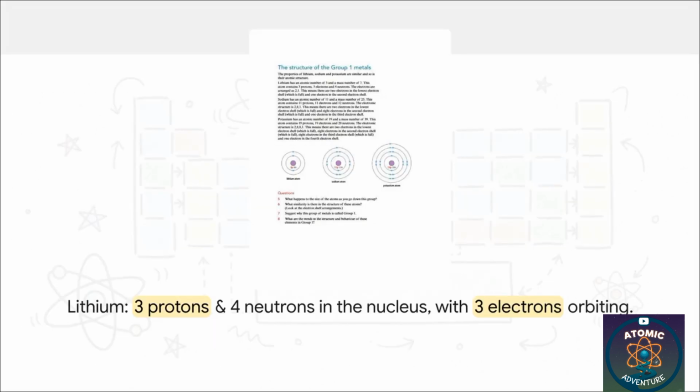Okay, so let's put all those pieces together for our lithium atom. What do we have? We've got a nucleus, right in the heart, with 3 protons and 4 neutrons. And then, circling around that core are 3 electrons, perfectly balancing out the charge. Boom, that's it. That's the complete blueprint for one single atom of lithium.